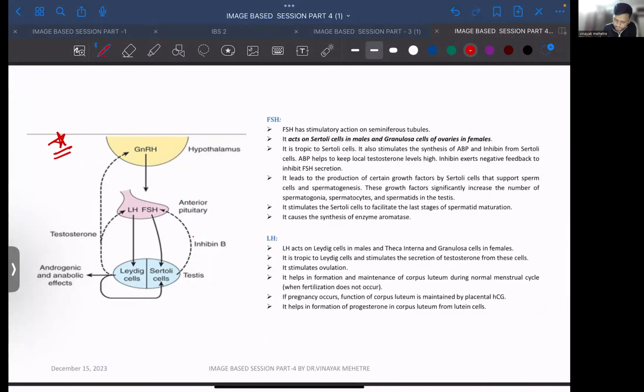They have removed this and they have asked which is the hormone over here which is going from testis to enter pituitary. Okay, so you should know it. ये आ चुका है, inhibin.